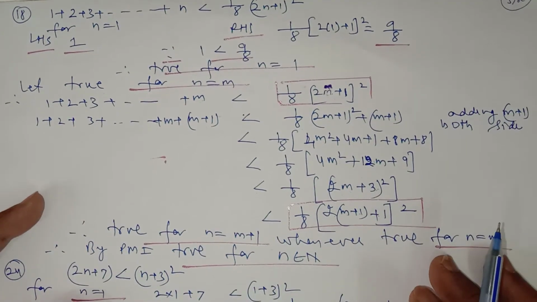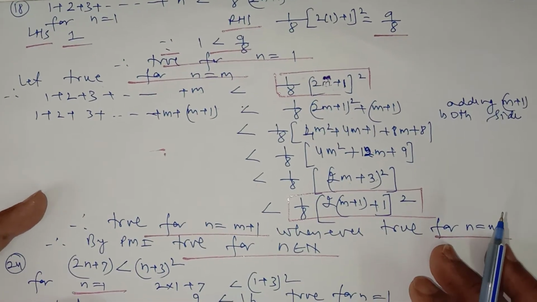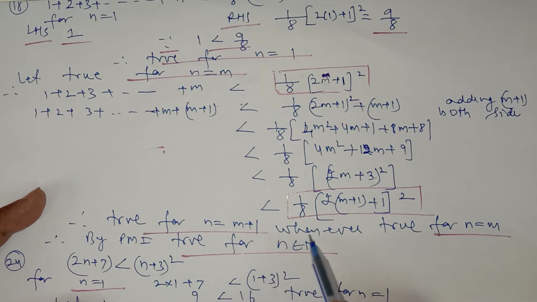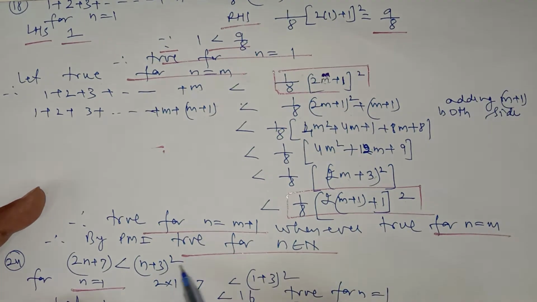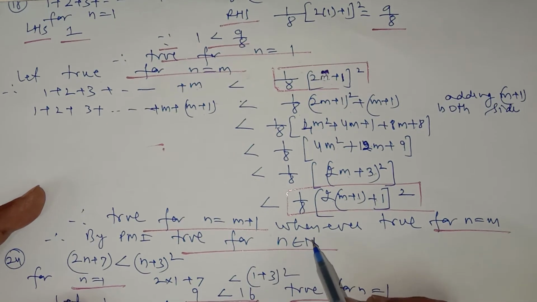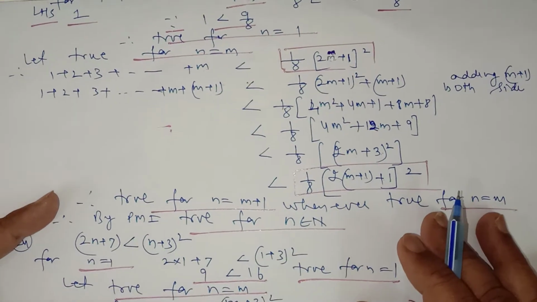So we have proved that this is true for n is equal to m plus 1 whenever it is true for n is equal to m. So therefore, by PMI it is true for all natural numbers.